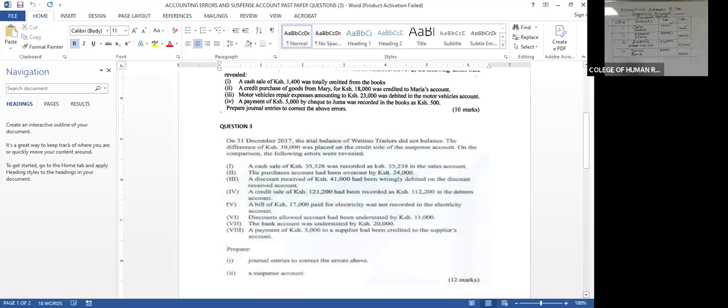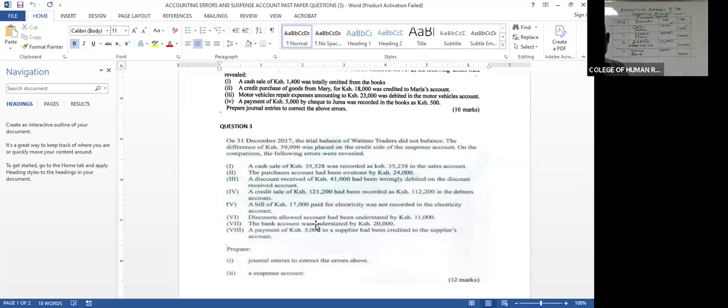Question number 3 is about the trial balance of Timo traders, which did not balance. The difference of 39,092 was placed on the credit side of the suspense account. So when you are told it did not balance, obviously we have some errors which affected the trial balance, and those errors will require that we use the suspense account. On comparison, the following errors were revealed. These are the errors where you will be told to do a suspense account, because those errors will require the suspense account in the process of doing the corrections.